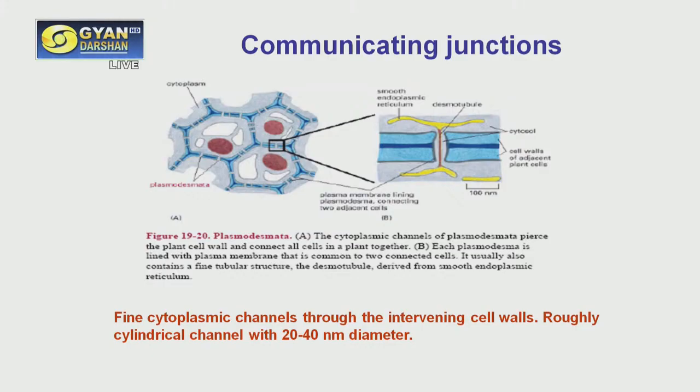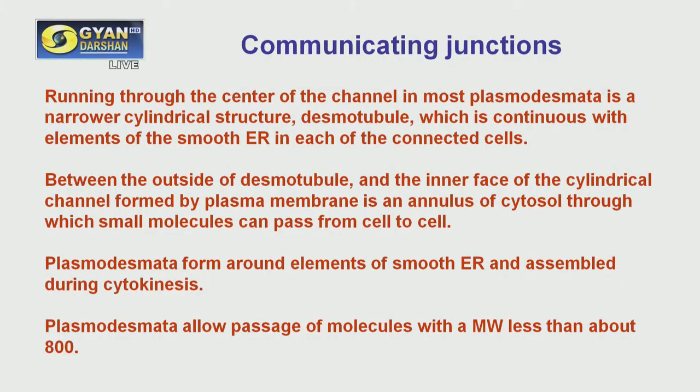So this is a cylindrical channel with 20 to 40 nanometer in diameter. So this is the description. As you can see, through the center of the channel is a narrower cylindrical structure, the desmotubule, which originates from the smooth endoplasmic reticulum. Between the outside of the desmotubule and the inner face of the cylindrical channel, there is an annulus of cytosol through which small molecules can pass.